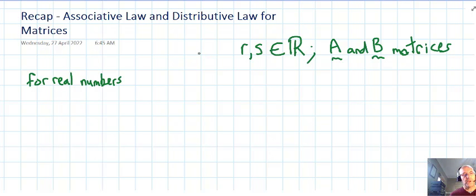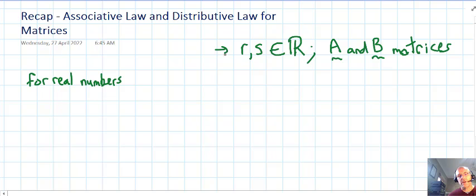Hey people, we're doing another recap with matrices, and we're going to look at the associative law and the distributive law as they apply to matrices. Just letting you know, in this video, lowercase r and lowercase s are real numbers, scalars as they're sometimes called, and capital A and capital B are matrices.